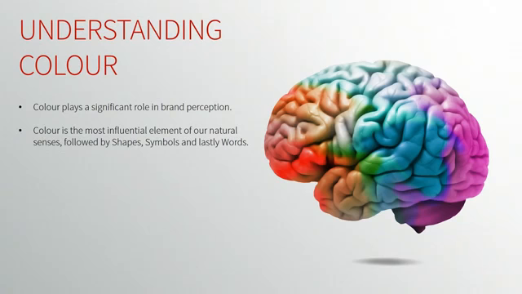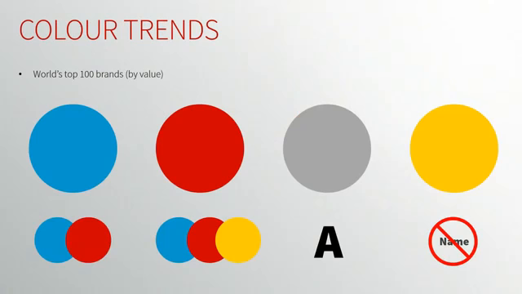Okay, so as I said, guys, color is the most influential element on our natural senses, followed then by shapes, symbols, and lastly words. And we're going to put this to the test now. We're going to have a little bit of fun today, and we're going to see if this actually rings true.